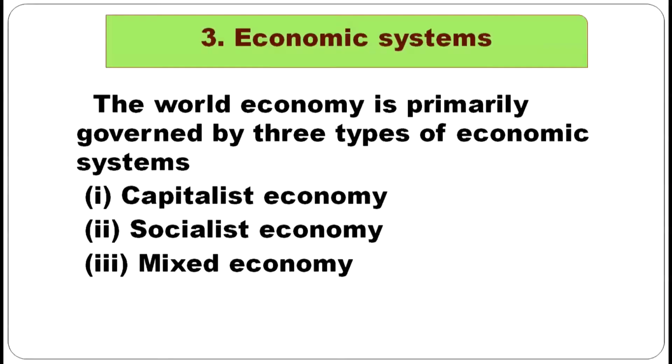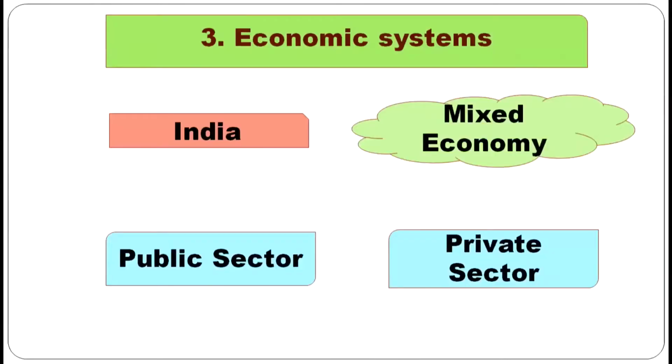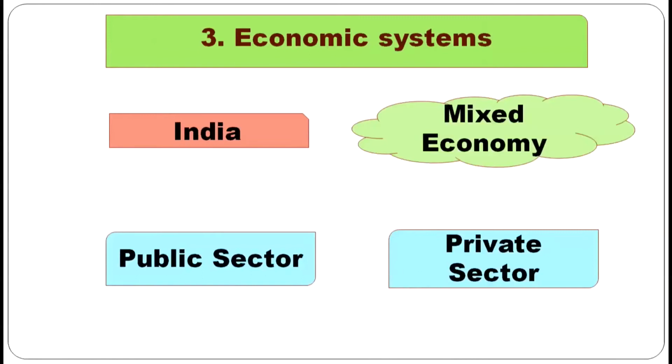Economic conditions, economic policies, and now coming to economic systems. The world economy is governed by three types of economic systems: capitalist economy, socialist economy, and mixed economy. When we are considering India, we have a mixed economy. That is, there is coexistence of the public sector and private sector. Both public sector and private sector enterprises can function in a mixed economy like India.